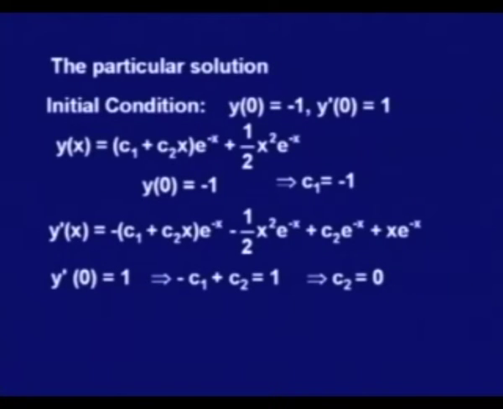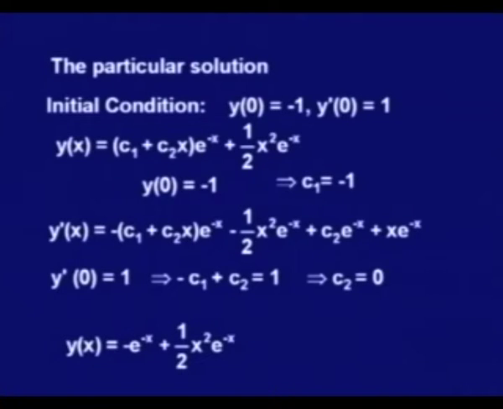So, we have got the particular solution, that is I will put c1 is equal to minus 1 and c2 is equal to 0 in our general solution of the homogeneous equation. So, I would get the solution of the initial value problem as minus e to the power minus x plus half x square e to the power minus x. We can check that this is satisfying both initial conditions, that is the function value at 0 is minus 1 and the derivative of the function at 0 is plus 1.